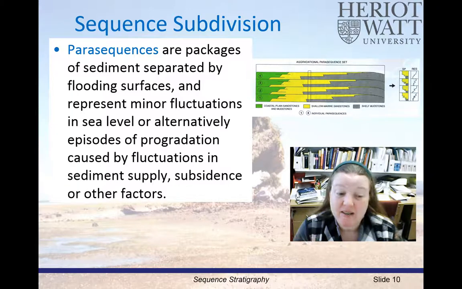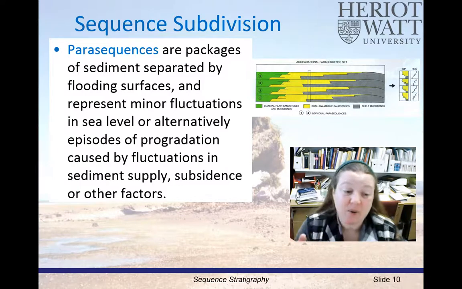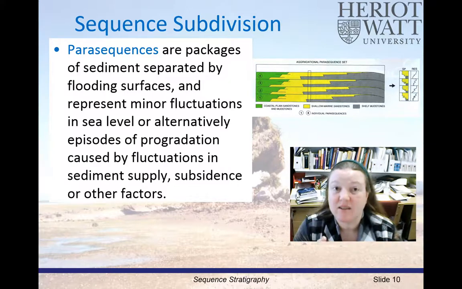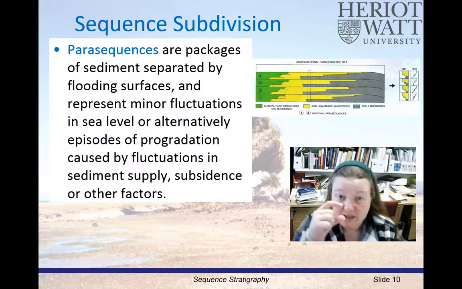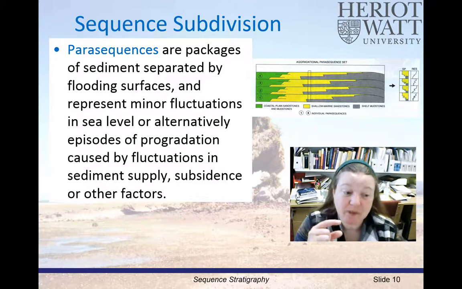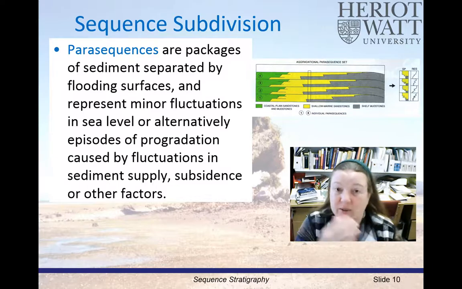sequences. They are stacked vertically, as in this example, or they might be overall prograding or overall retrograding, and you just need to be aware of the difference in scales at which we're going to discuss this, prograding and retrograding activities. All parasequences are prograding, but they may form part of an overall sequence that is retrograding or prograding, depending on what the sea level is doing during deposition.